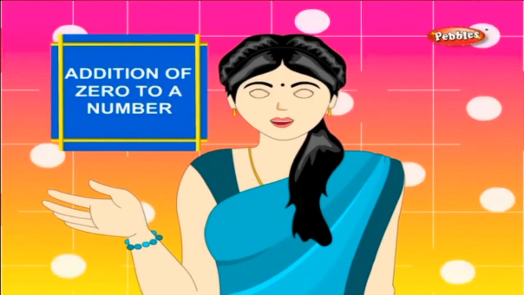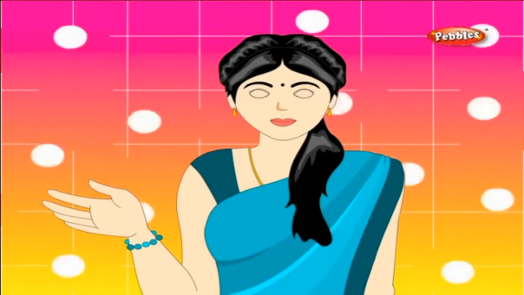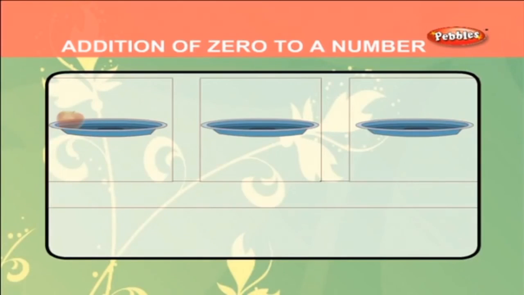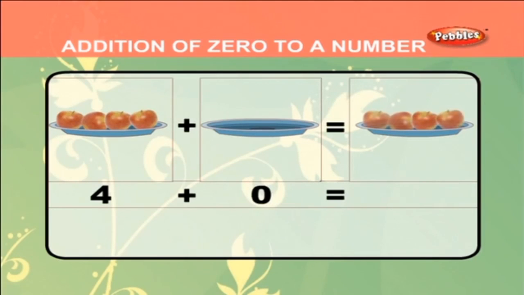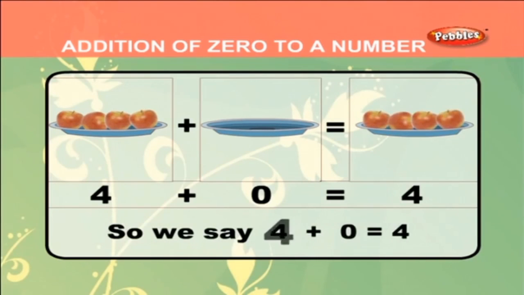Addition of 0 to a number. There are 1, 2, 3, 4 apples in the first plate and there are no apples in the second plate. We can say there are 0 apples in the second plate. 4 plus 0 is equal to 4 only. Any number added with 0 gives you the same number.